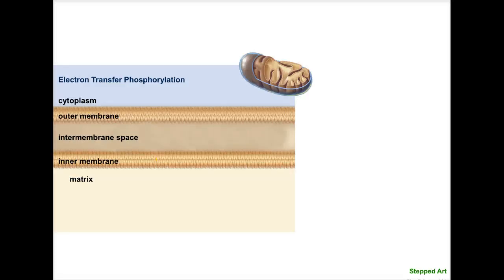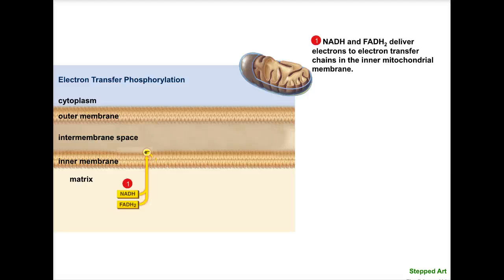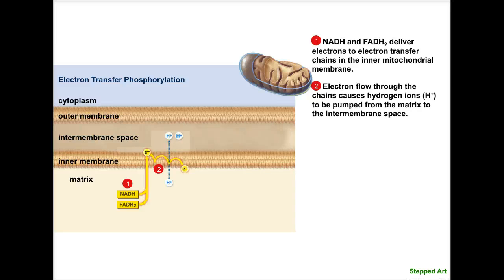So the electron transport process, also known as electron transfer phosphorylation, also known as oxidative phosphorylation, is going to happen inside of the mitochondrial membranes. So the NADH and FADH2 molecules that we produced in the previous steps are going to donate their electrons to a series of protein-bound molecules that are bound within the membrane.